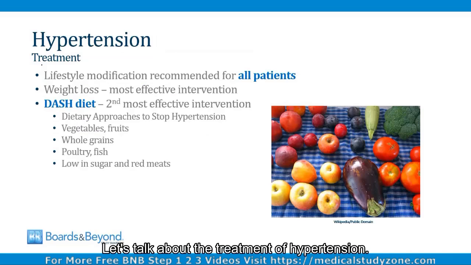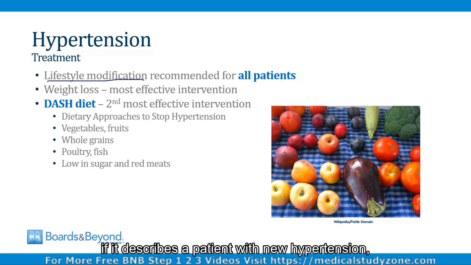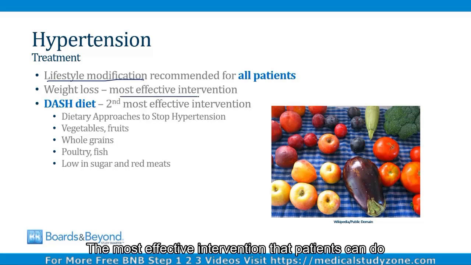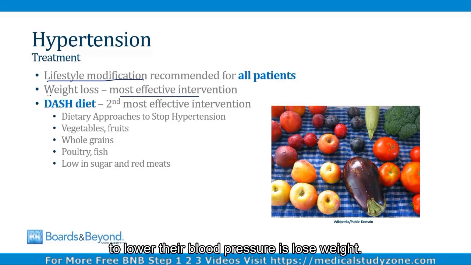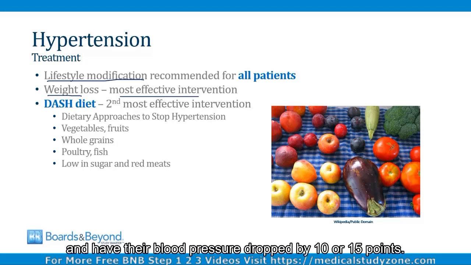Let's talk about the treatment of hypertension. For most patients with new onset hypertension, the first line treatment is lifestyle modification. In a board question, if it describes a patient with new hypertension, do not choose a drug. The answer is almost certainly lifestyle modification. The most effective intervention that patients can do to lower their blood pressure is lose weight. I've seen patients lose just 5 pounds of weight and have their blood pressure drop by 10 or 15 points.